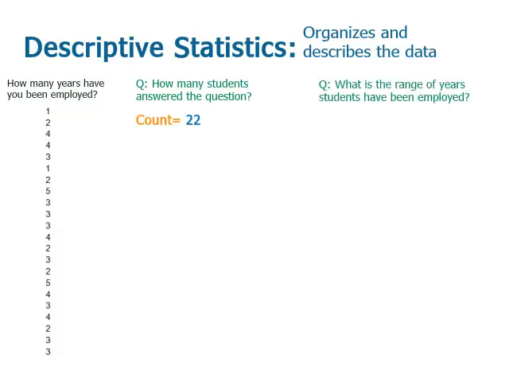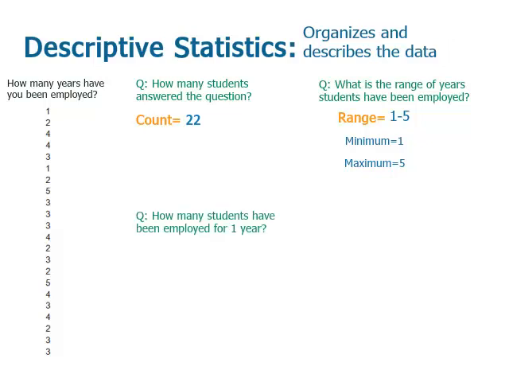All right, another question that we might ask is, what is the range of years that students have been employed? And range is another way to describe the data. Now, in Excel, which is what we're going to be using to do our statistical processes, Excel does not have a formula for range, but it does have a function that will show you the minimum value and another function that will show you the maximum value. And once you have that, you know what the range is. In this case, the range is from 1 to 5 years.